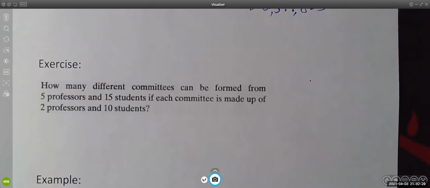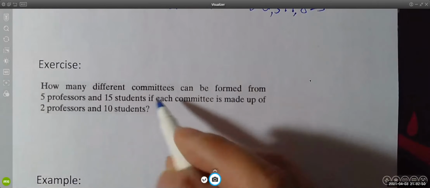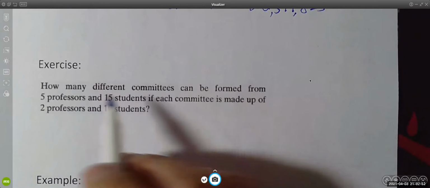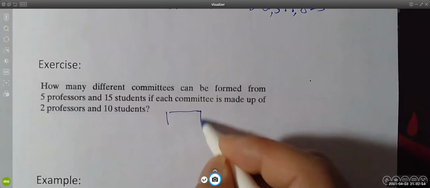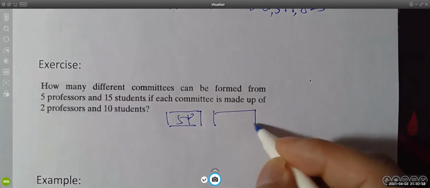How many different committees can be formed from 5 professors and 15 students, if each committee is made up of 2 professors and 10 students? What's the fundamental difference between this one and the example we just did? No difference, 100% similar. So you have some restrictions, right? Let's say how many professors are available, 5 of them. So 5 professors and 15 students. This is our candidate pool.